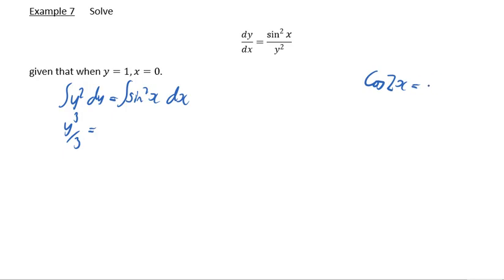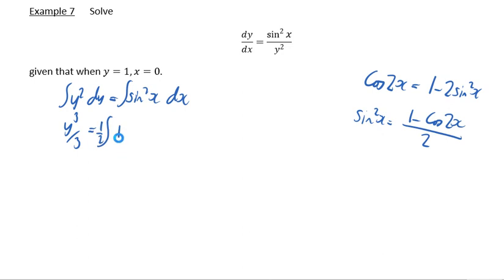So by the double angle formula, cos 2x is equal to 1 minus 2 sine squared x. So if you rearrange that, you're going to get your sine squared x is equal to 1 minus cos 2x all divided by 2. So that means the integral on the right-hand side, I'm going to take the half outside, make it a wee bit easier, and that's 1 minus cos of 2x all integrated with respect to x. And everything here we can now integrate.